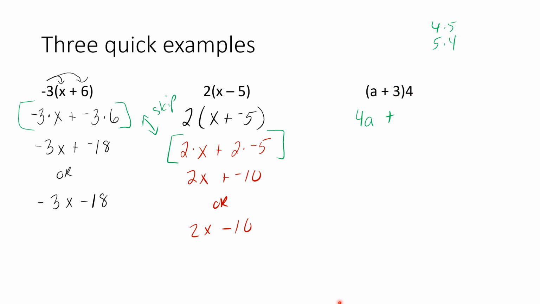I don't have to write 4 times 3 out, and I might just write plus 12. If you need to write it, then do it. Okay, so 4 times a plus 4 times 3, and you can write that step in. It's really individual. Don't feel like you've got to move faster through that than you're comfortable doing.